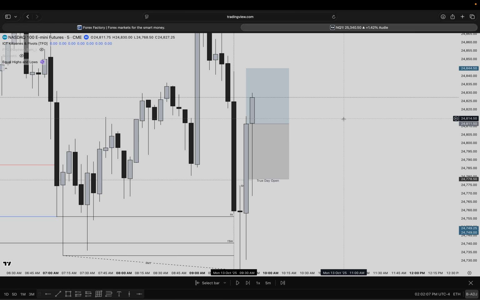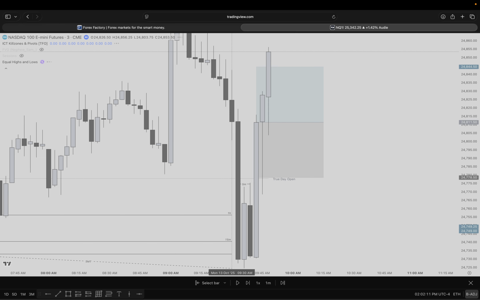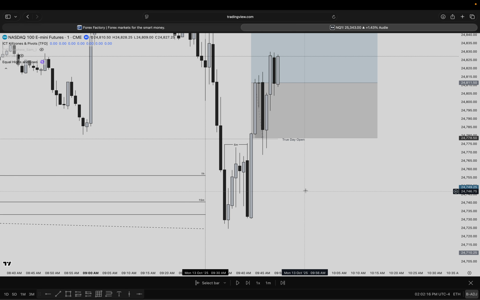You could wait for this for extra confirmation, or you could take this right here, because this 2 and 3-minute literally close at the same time. We also have that 1-minute inversion. Even right here, we have that 1-minute inversion. Yeah, this is very solid.